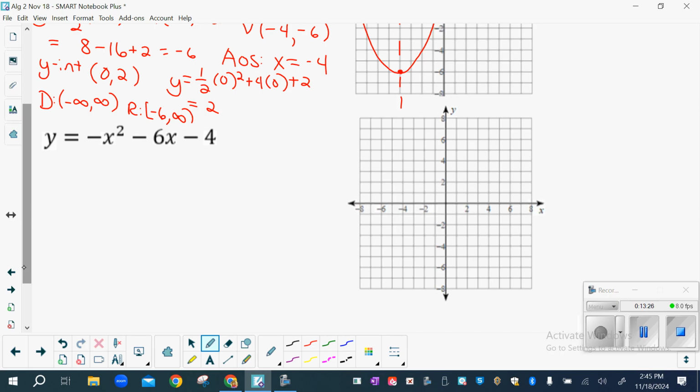We can do the x equals -b over 2a. It's on the board.